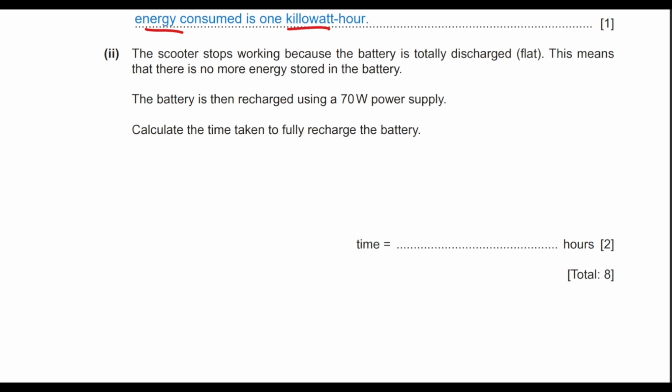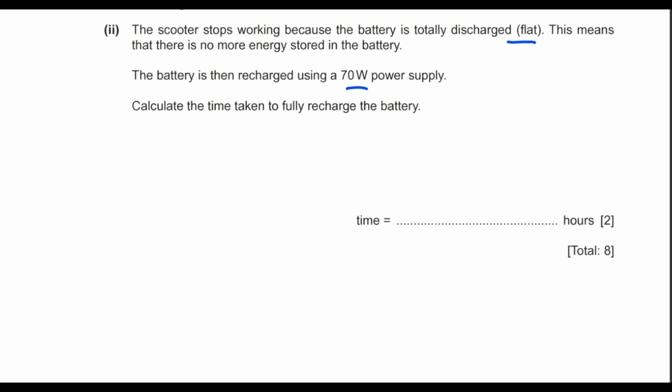The next, he says the scooter stops working because the battery is totally flat. This means that there is no more energy stored in the battery. The battery is recharged using a 70 watt power supply. Calculate the time taken for the battery to fully charge. No problem. So again, energy is equal to power multiplied by time. This is what we want to find out.